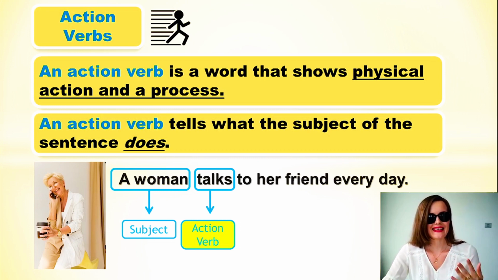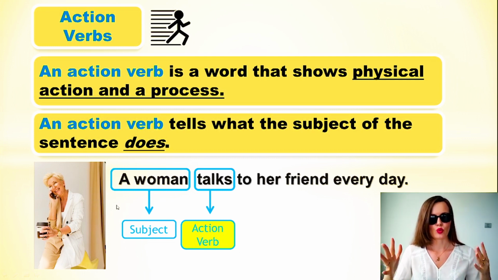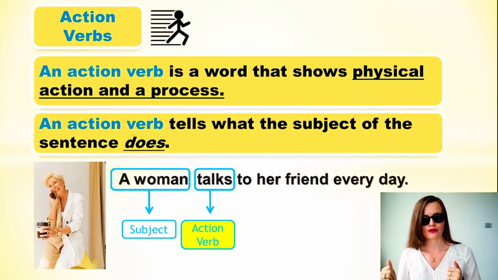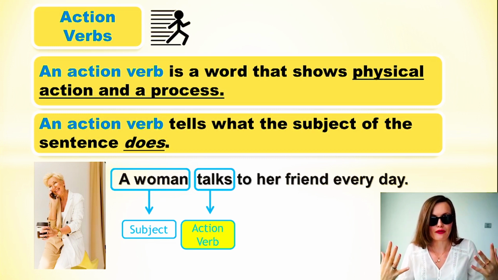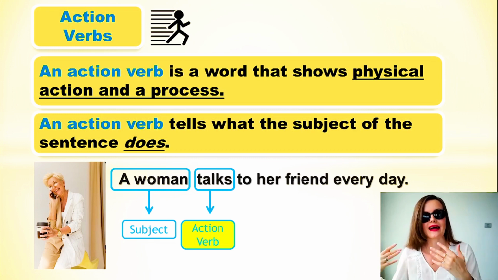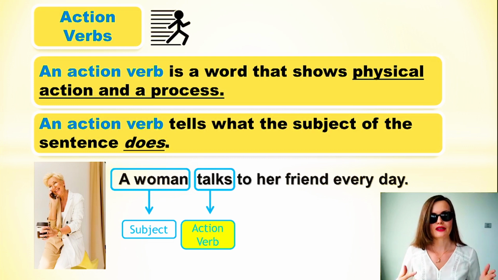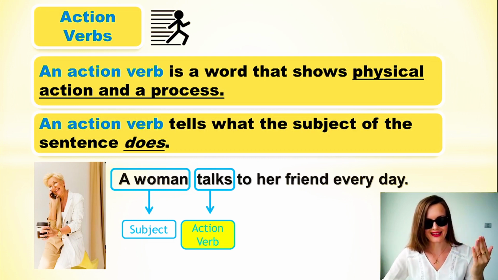If you look at this picture, you can see that the woman talks to her friend. You can observe her talking to her friend every day. A woman talks to her friend every day. You can see that, right?